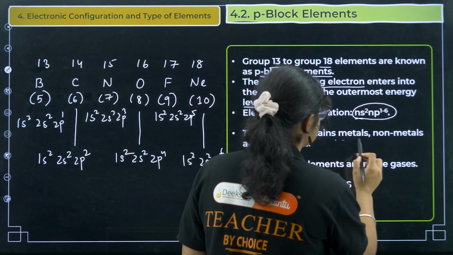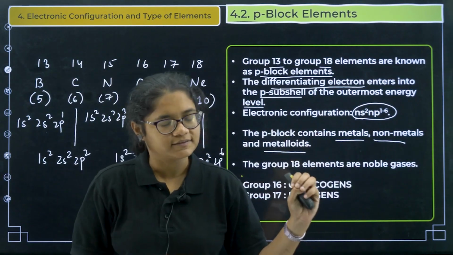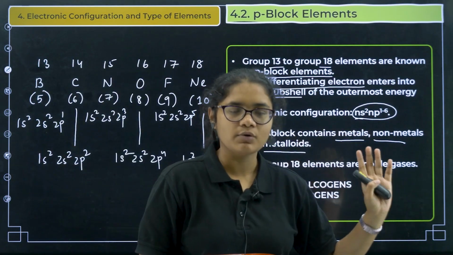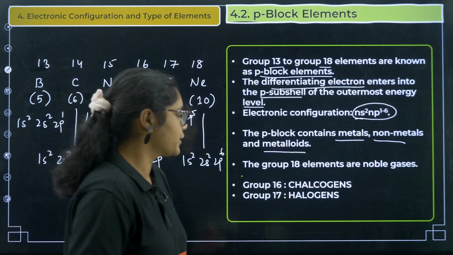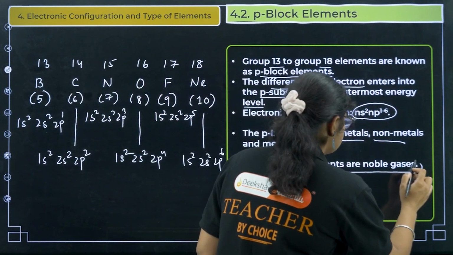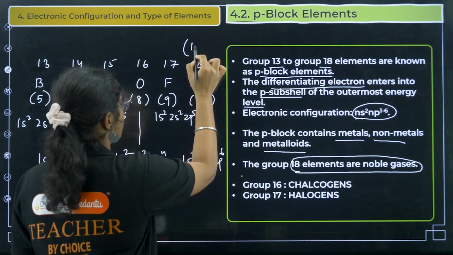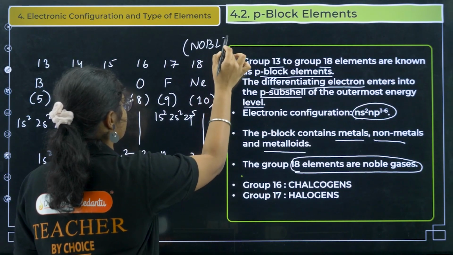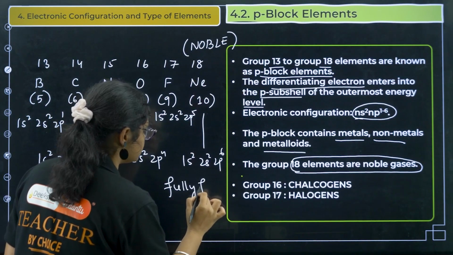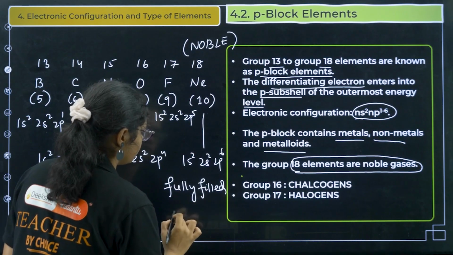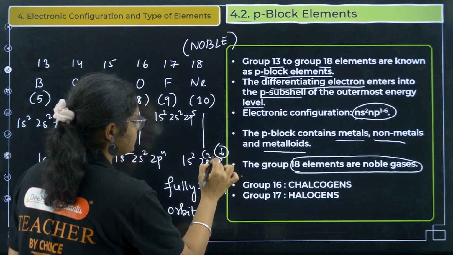The P block elements can contain metals, non-metals and metalloids. Metals, all of you might have studied in your 10th class. Non-metals, you know. Metalloids are those which have the properties of both metals and non-metals. The group 18 elements are the noble gases. Why? What is the reason? Because they have fully filled orbitals. You can see the last shell is fully filled.